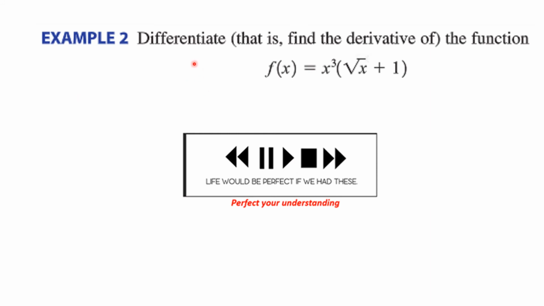Here's a second example for you. Differentiate, find the derivative of this function, f of x is equal to x cubed times the square root of x plus 1. You know what to do. Let's see how you did.